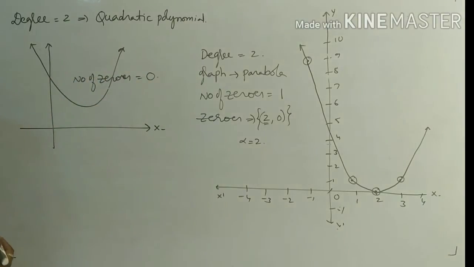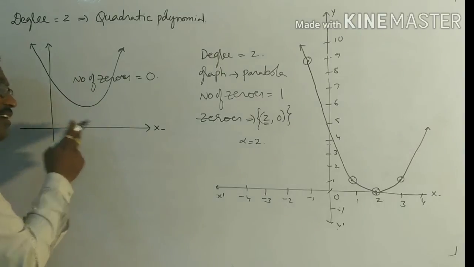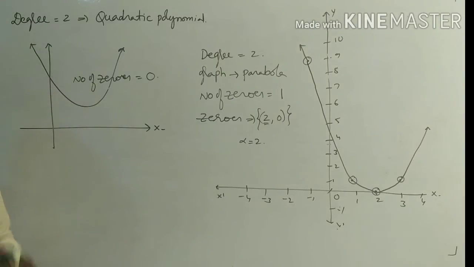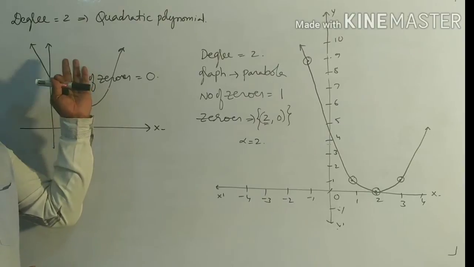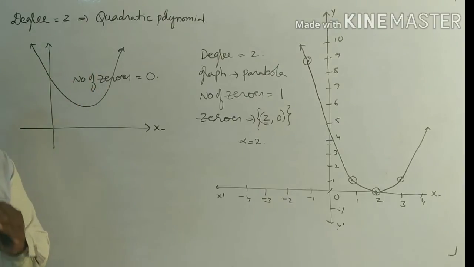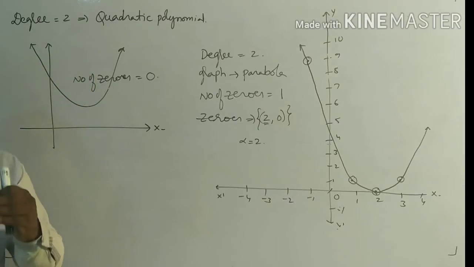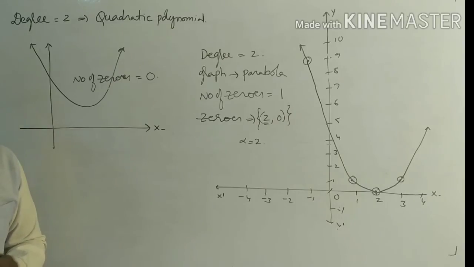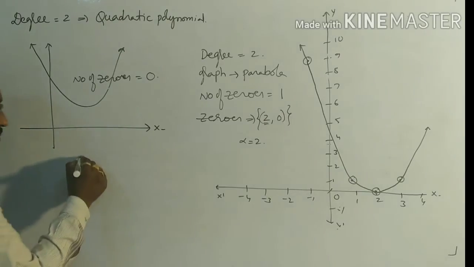Is 0 because the parabola is not intersecting the x-axis. That means this quadratic polynomial does not have real zeros. What is that? Real zeros. The zeros are not real numbers. They are complex numbers. What is meant by complex number?